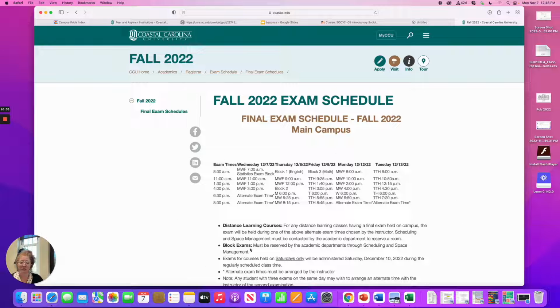And so again, this is where you can look up any of your final exams for any of your classes this semester. So prepare accordingly.